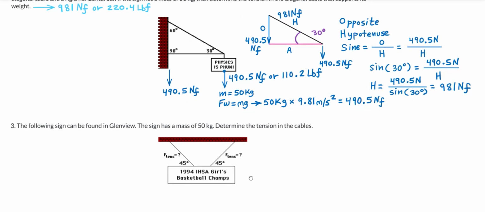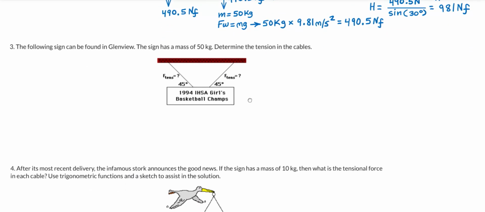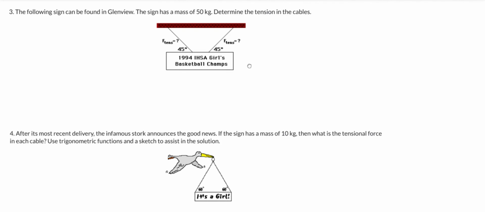So next we move on to problem number 3. The following sign can be found in Glenview. The sign has a mass of 50 kilograms. Determine the tension in the cables.